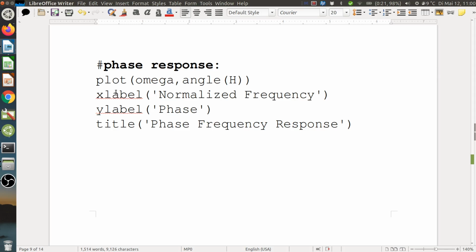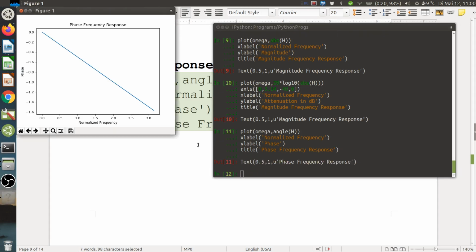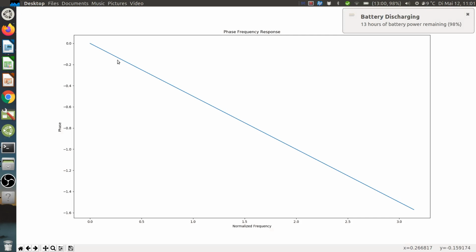So we can again plot it. First copy and paste. So that's it, and you can see it looks actually quite simple. It's a straight line.